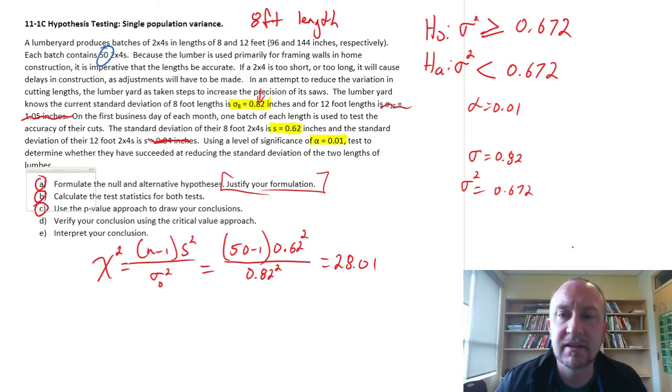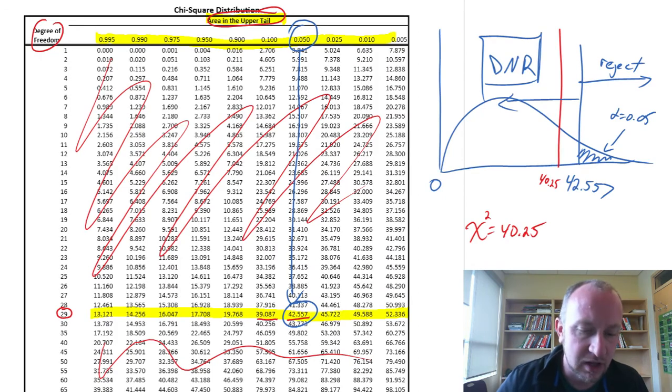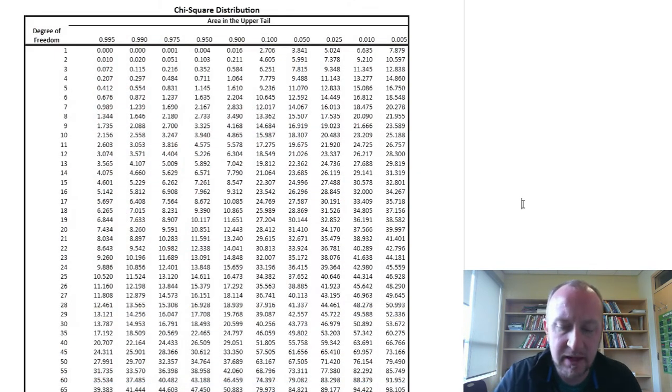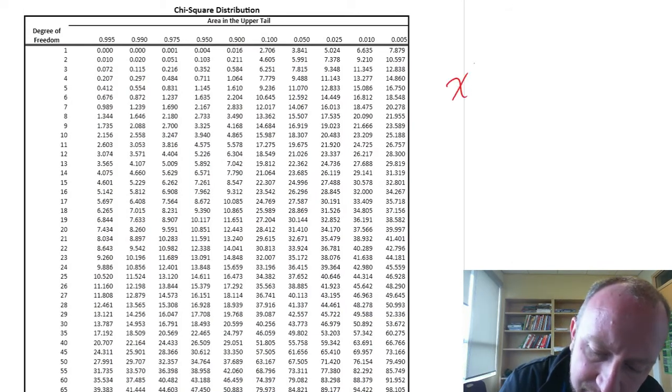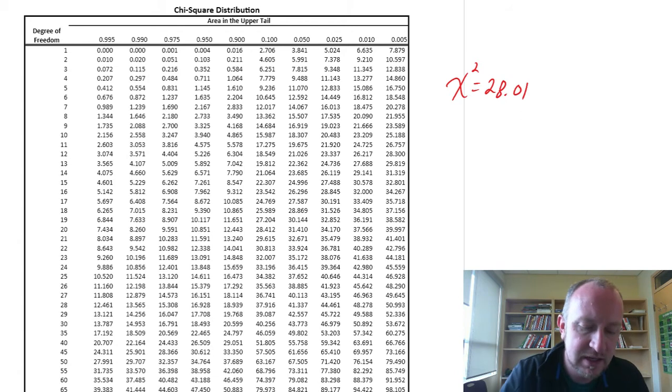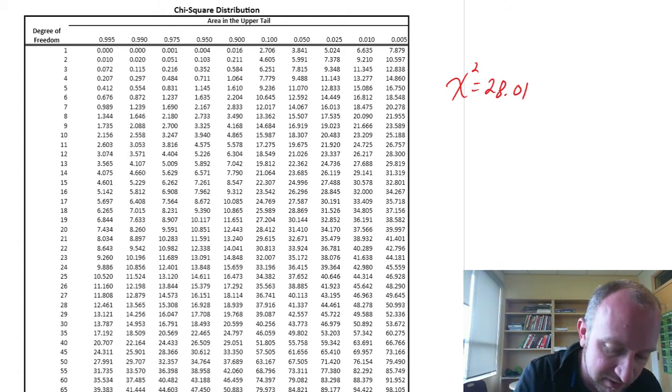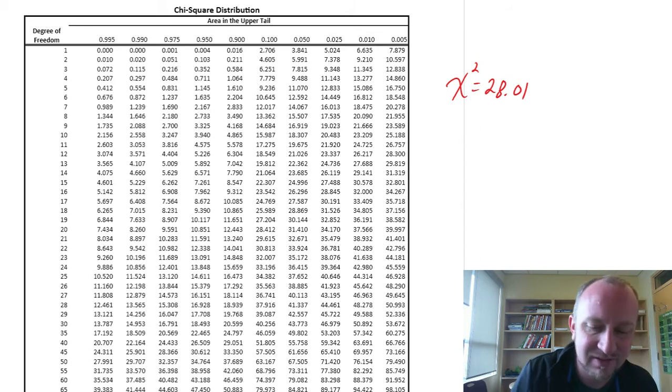So this is a lower tail test that we're going to be performing. So when we go to our distribution, we have a lot of mess here from a previous exercise, so let's clear that up. So our test statistic was 28.01. We have 49 degrees of freedom. So here again, we have to approximate it.